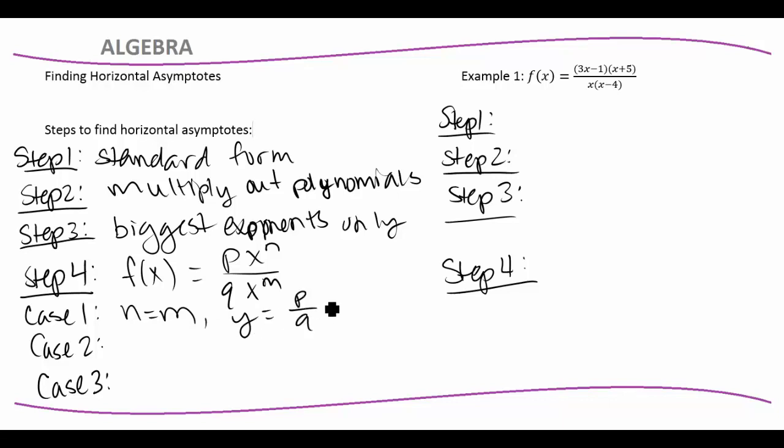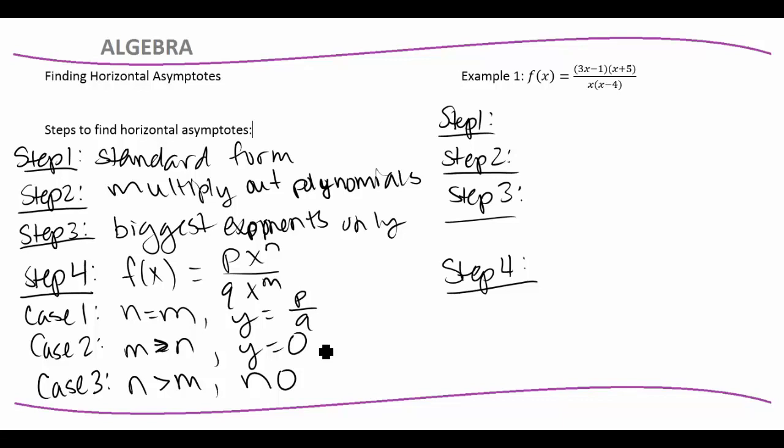Case 2, if the largest exponent in the denominator of the function is larger than the largest exponent in the numerator, so if m is greater than n, then the horizontal asymptote is y equals 0, the x-axis. Case 3, if the largest exponent in the numerator is larger than the largest exponent in the denominator, so if n is greater than m, then there is no horizontal asymptote.